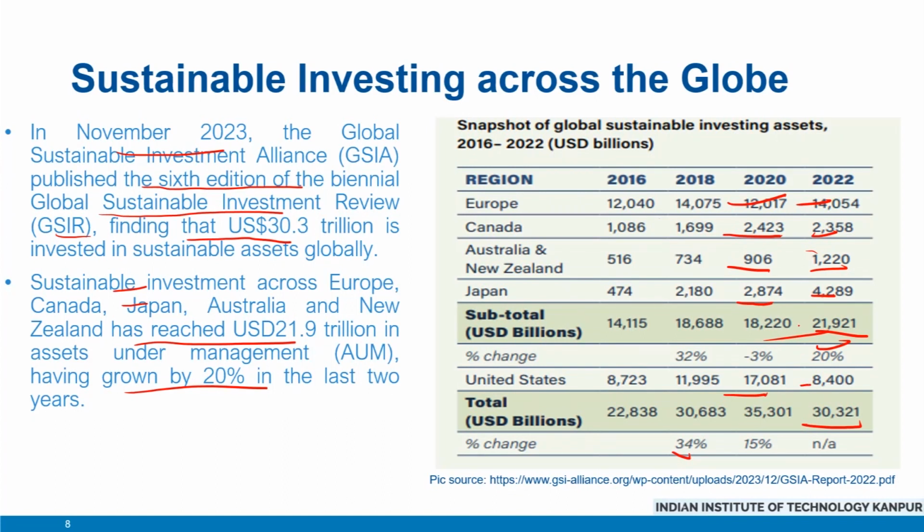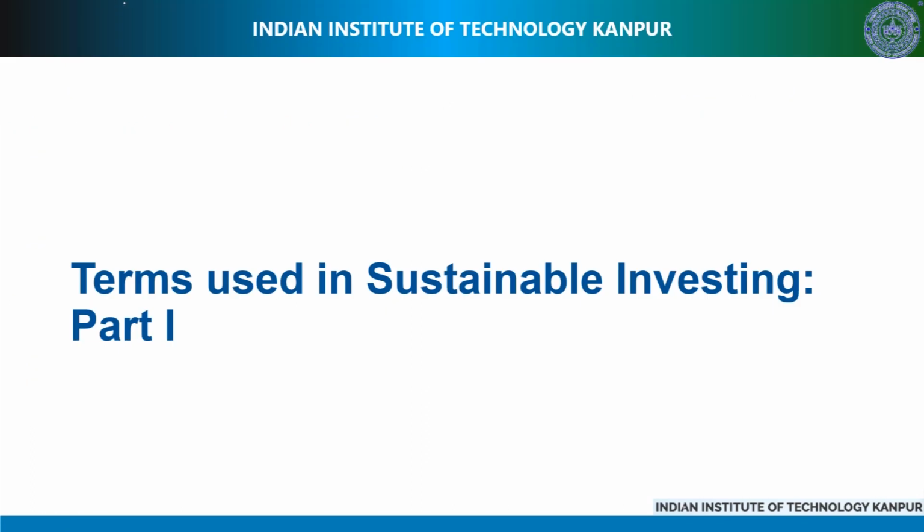To summarize, in this video, we broadly discussed the concept of sustainable investing and the taxonomy of sustainable investing through a tree structure. We also gave a brief picture of the amount and levels of sustainable investing across the globe, including the major countries such as US, Europe, Euro region, Canada, Australia, and so on. In the next two videos, we'll discuss some of the terminologies employed in sustainable investing.